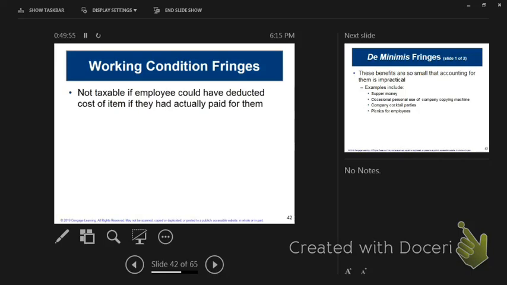And then non-taxable, if the employee could have deducted the cost already. So could I have deducted education for my son if he would have come here and I had to pay for it? Yes. Could I have deducted some of the costs of the phone service for different work and different things? Yes. So that's kind of what they're looking at.